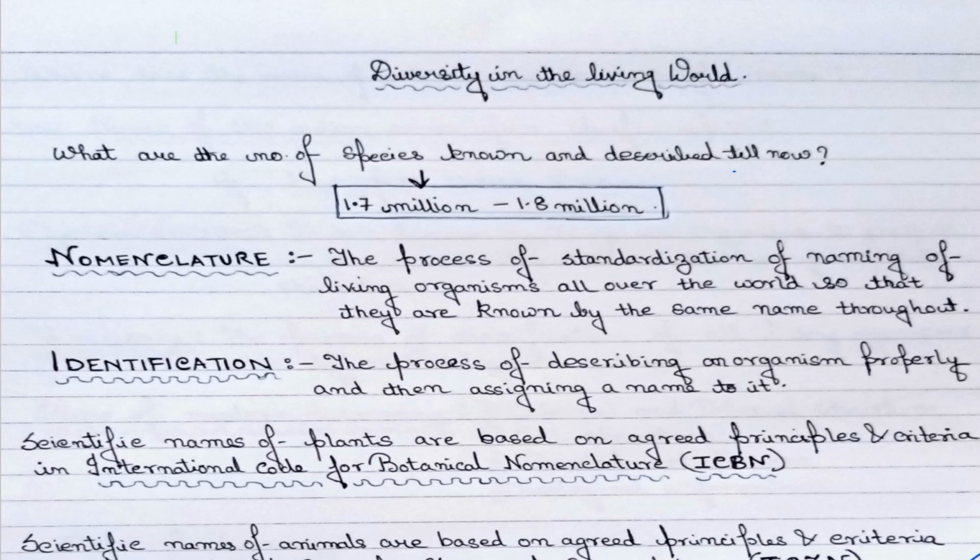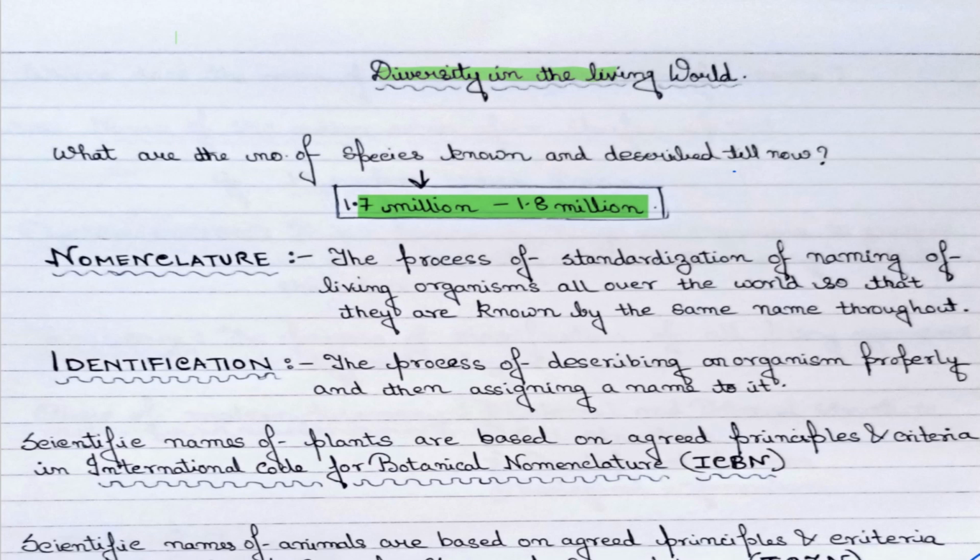So today we are going to talk about diversity in the living world. What we know till now about the number of species known and described is approximately 1.7 million to 1.8 million, but we should also remember that new species are constantly being identified and characterized.